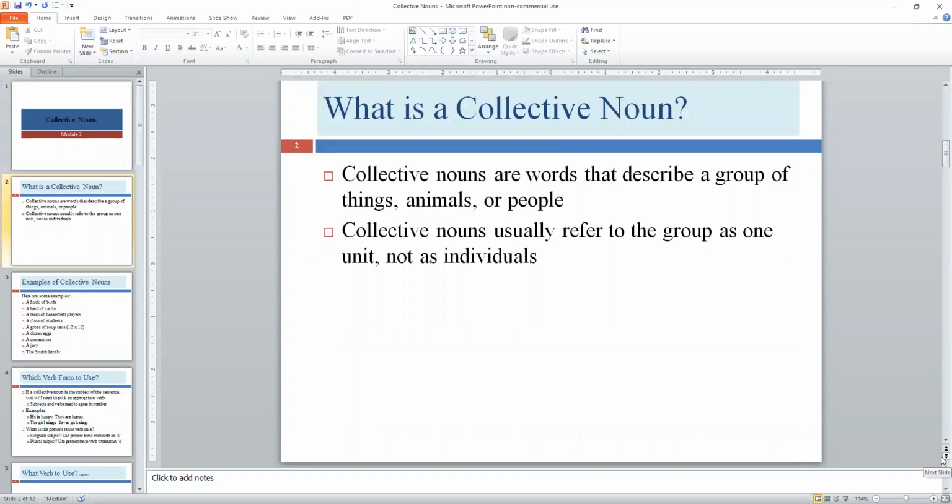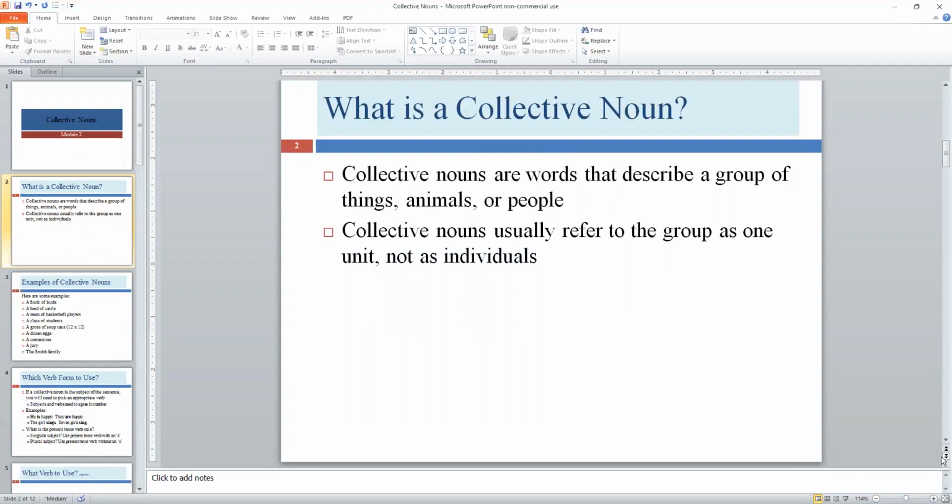What is a collective noun? Well, a collective noun is an odd bird. It sounds singular. There's no S at the end of a collective noun typically, but it's describing a group. It's describing something that is inherently plural. It can be a group of things, a group of animals, or a group of people.